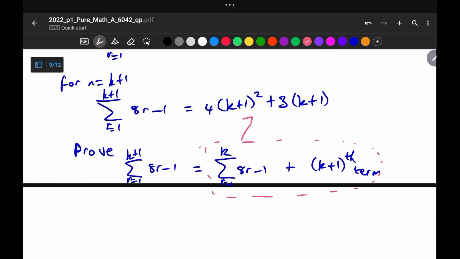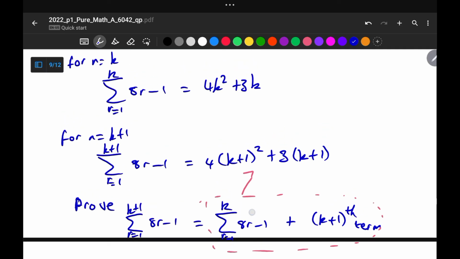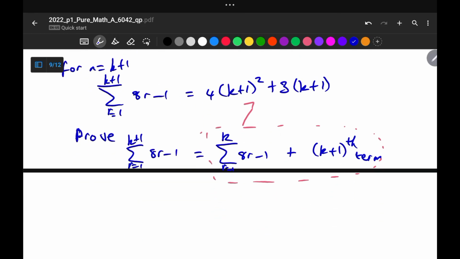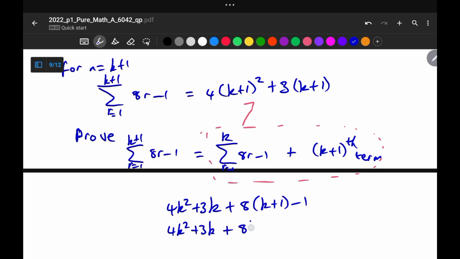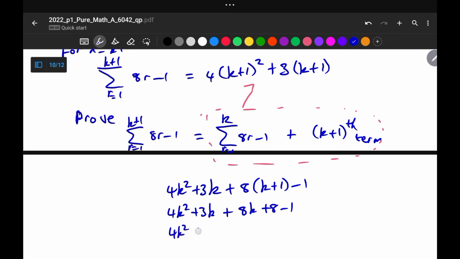Okay, so given that this summation from r is equal to 1 up to k is this one here, 4k squared plus 3k, we can now say it is 4k squared plus 3k plus 8k plus 1 minus 1. So it is now 4k squared plus 3k plus 8k plus 8 minus 1, and this gives us 4k squared plus 3k plus 8k plus 7.